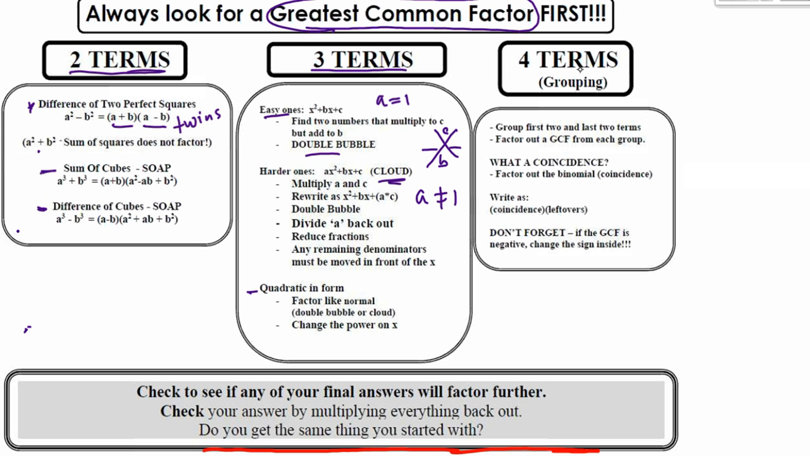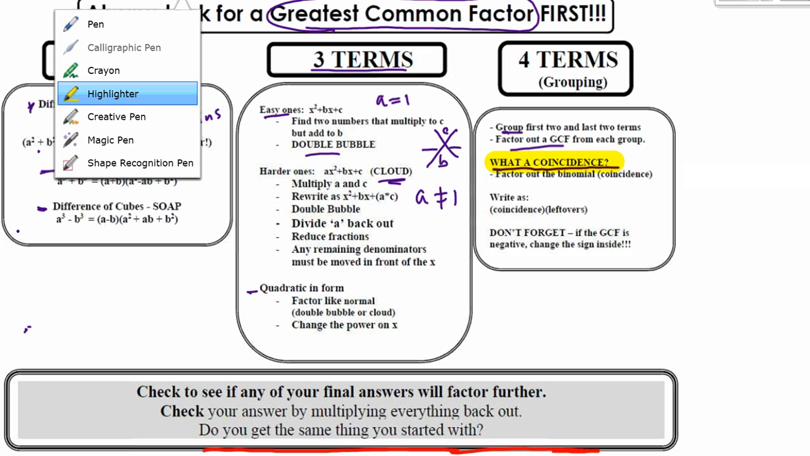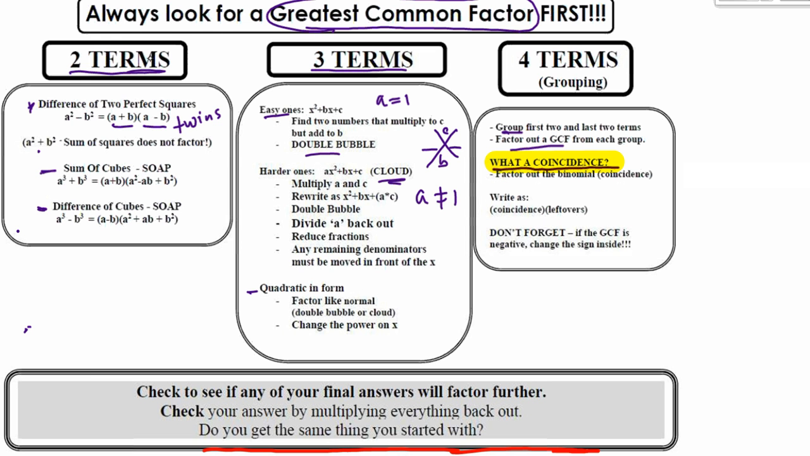For four or more terms, that's when you use grouping. Remember, you group, factor out a GCF of each of them. What a coincidence, right? That's my favorite ones. What a coincidence. Love coincidences. And then write it as coincidence and leftovers.